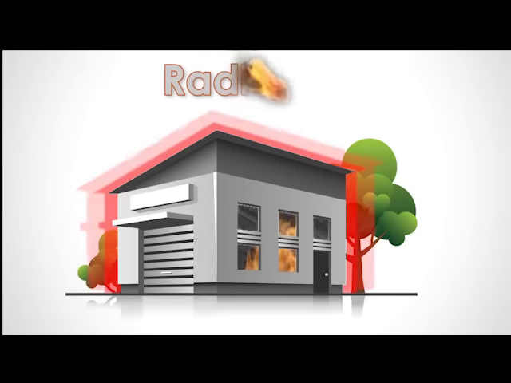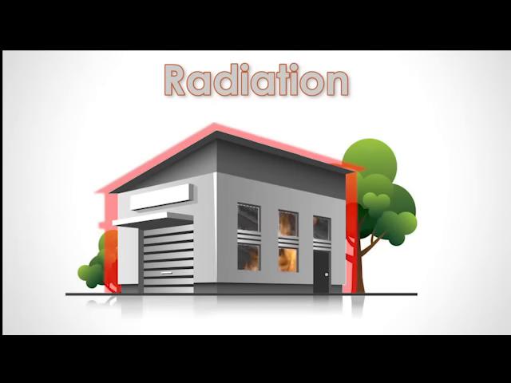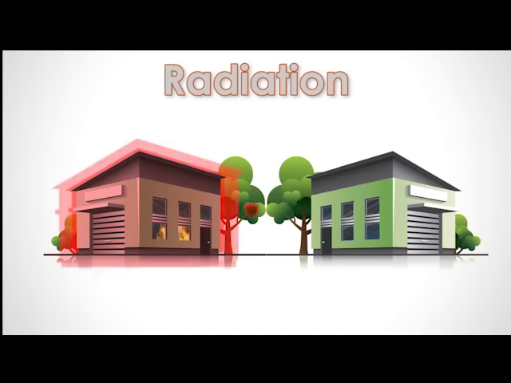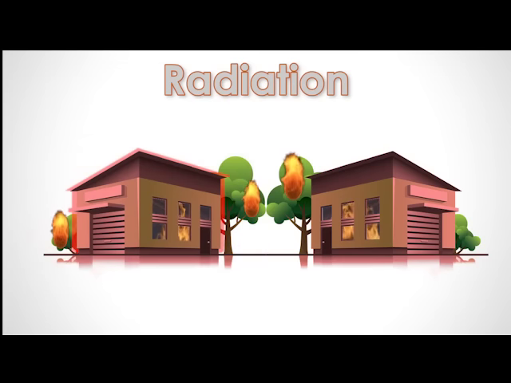And radiation. This is the only type of heat energy that can transfer through a vacuum of space. Radiated heat is emitted in all directions. It is unnoticed until it makes contact with an object. Burning buildings can radiate heat to surrounding structures, sometimes even passing through glass windows and igniting the objects inside.